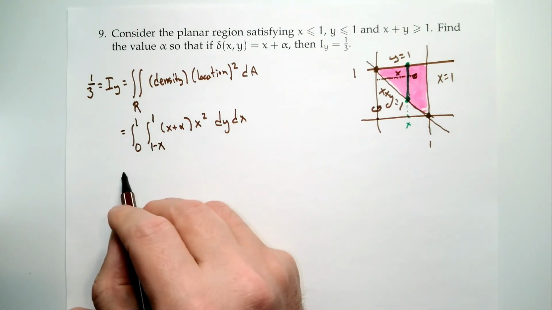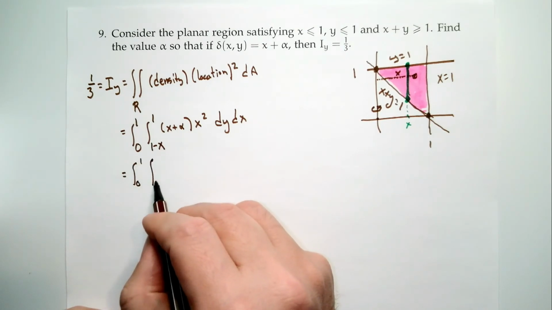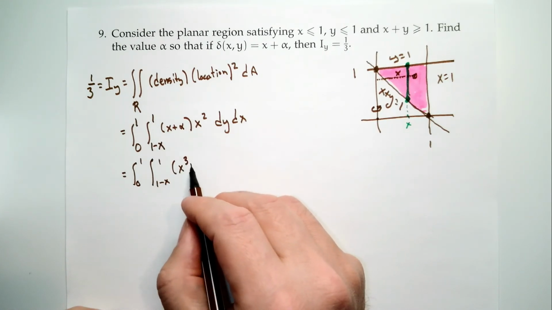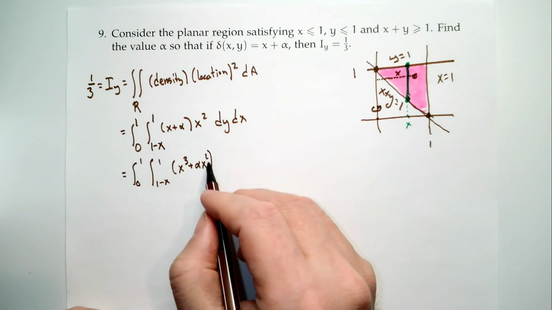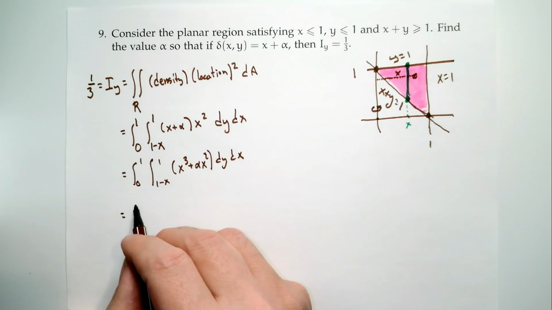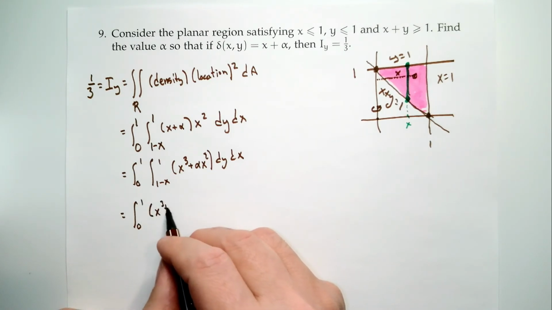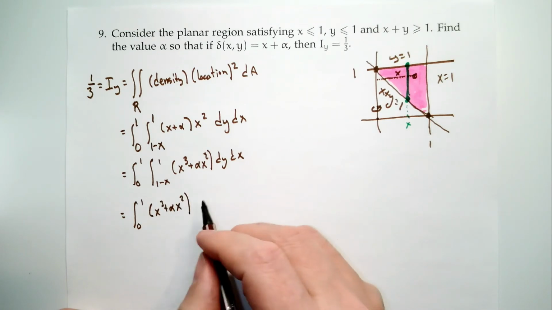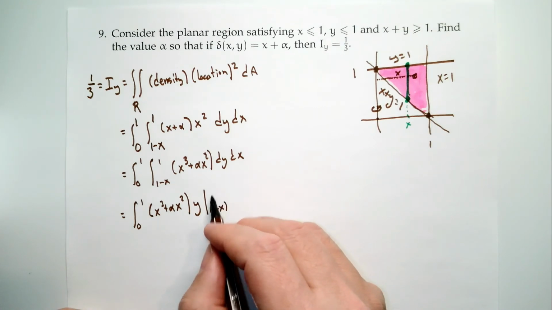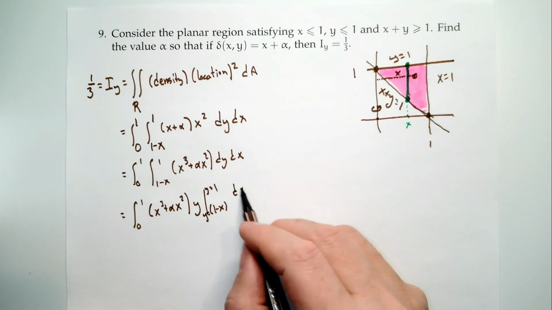Okay, so what do we have? Well, let's do one more thing. 0 to 1, 1 minus x to 1, multiply that through. That's x cubed plus alpha x squared and dy dx. So, this will be 0 to 1. The x cubed plus alpha x squared is a constant. There's no y involved. So y, evaluate that from 1 minus x. This is y equals, there we go, up to y equals 1. There we go. Okay. Good.